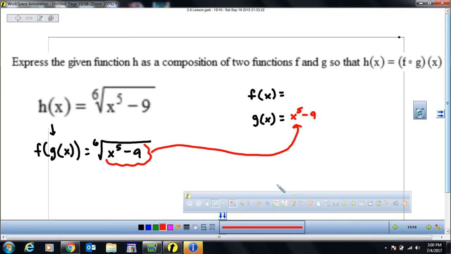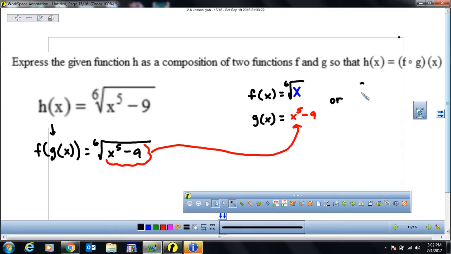So x to the 5th minus 9 would be g. Now let me ask you this: before we substituted the x to the 5th minus 9 inside of this function, what was originally inside of this function? It was an x. So f of x is the 6th root of x, because if I put the x to the 5th minus 9 into the x, it becomes the 6th root of x to the 5th minus 9.